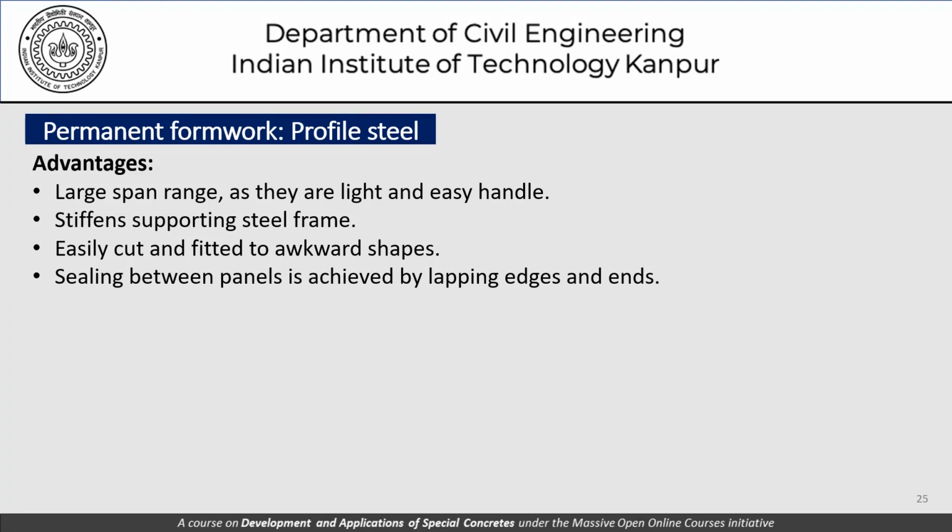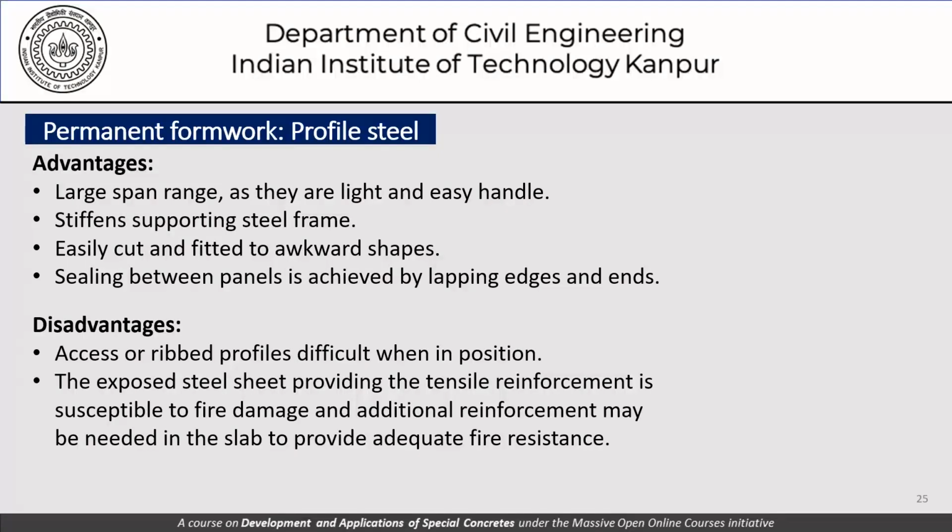Large span range, they are light and easy to handle. Stiffens the supporting steel frame, easily cut and fitted to awkward shapes. Sealing between panel is achieved by lapping and edging the ends. There are disadvantages as well. There are always two sides to the coin. Access to ribbed profiles is difficult when in position. The exposed steel sheet providing the tensile reinforcement is susceptible to fire damage, and additional reinforcement may be needed in the slab to provide adequate fire resistance. Those are of course some things which, as I already mentioned, have to be taken care of in the design process.